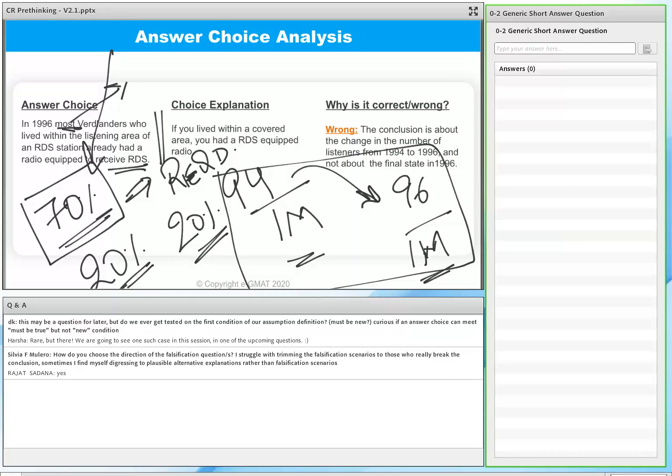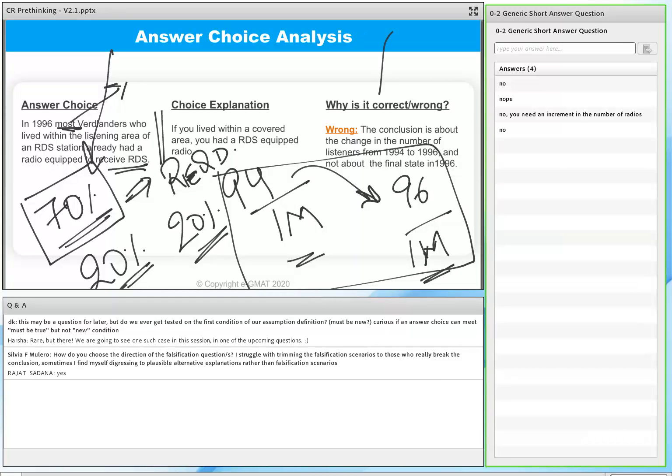Do I need the word most? Yes, no? No, we don't need that word most, right? If 20% had an RDS radio in 94 and the same 20% had it in 96, and the people per radio remain the same, no, we would not need it. The conclusion will continue to hold true. Or in other words, if you had understood that conclusion, you would have said, this conclusion is about the change in number of radios. It's not about the number of radios in 94 or in 96. So if the conclusion is about the change in number, the absolutes shouldn't matter.